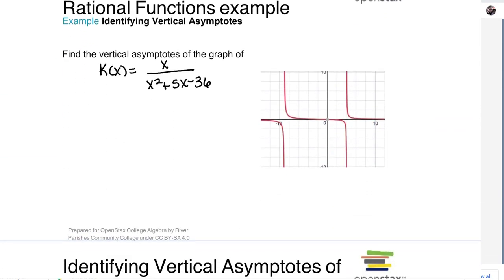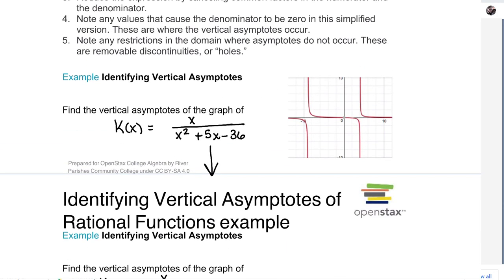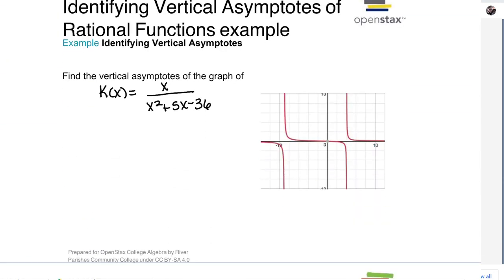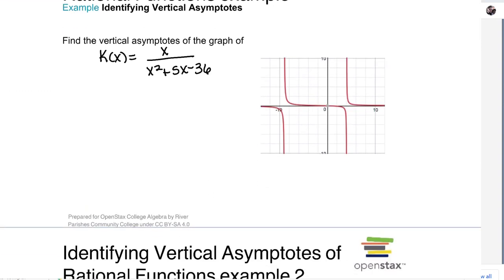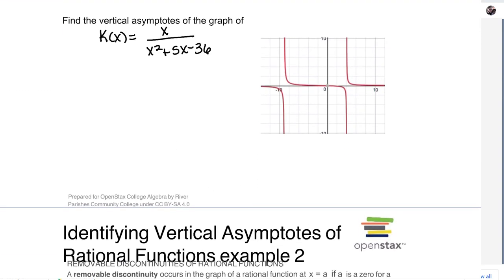Let me just show you. This graph here is the same as this one. We just didn't have enough space there. It says identify the vertical asymptotes. So what you're going to do is rewrite this in factored form, the numerator and the denominator. In the denominator, the factors of negative 36 that add up to 5 are positive 9 and negative 4. So this has been factored. I can't cancel anything out, so there are no holes.